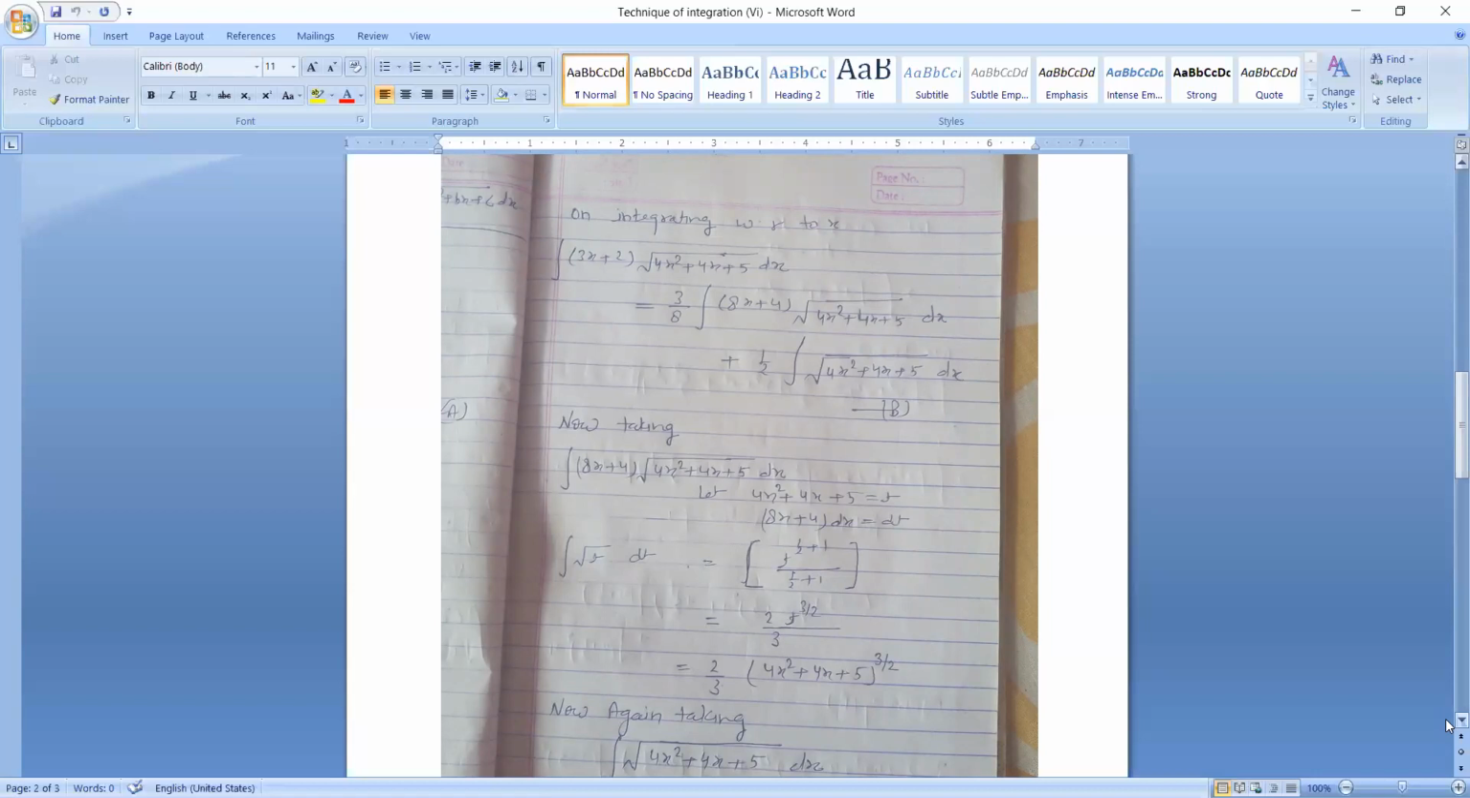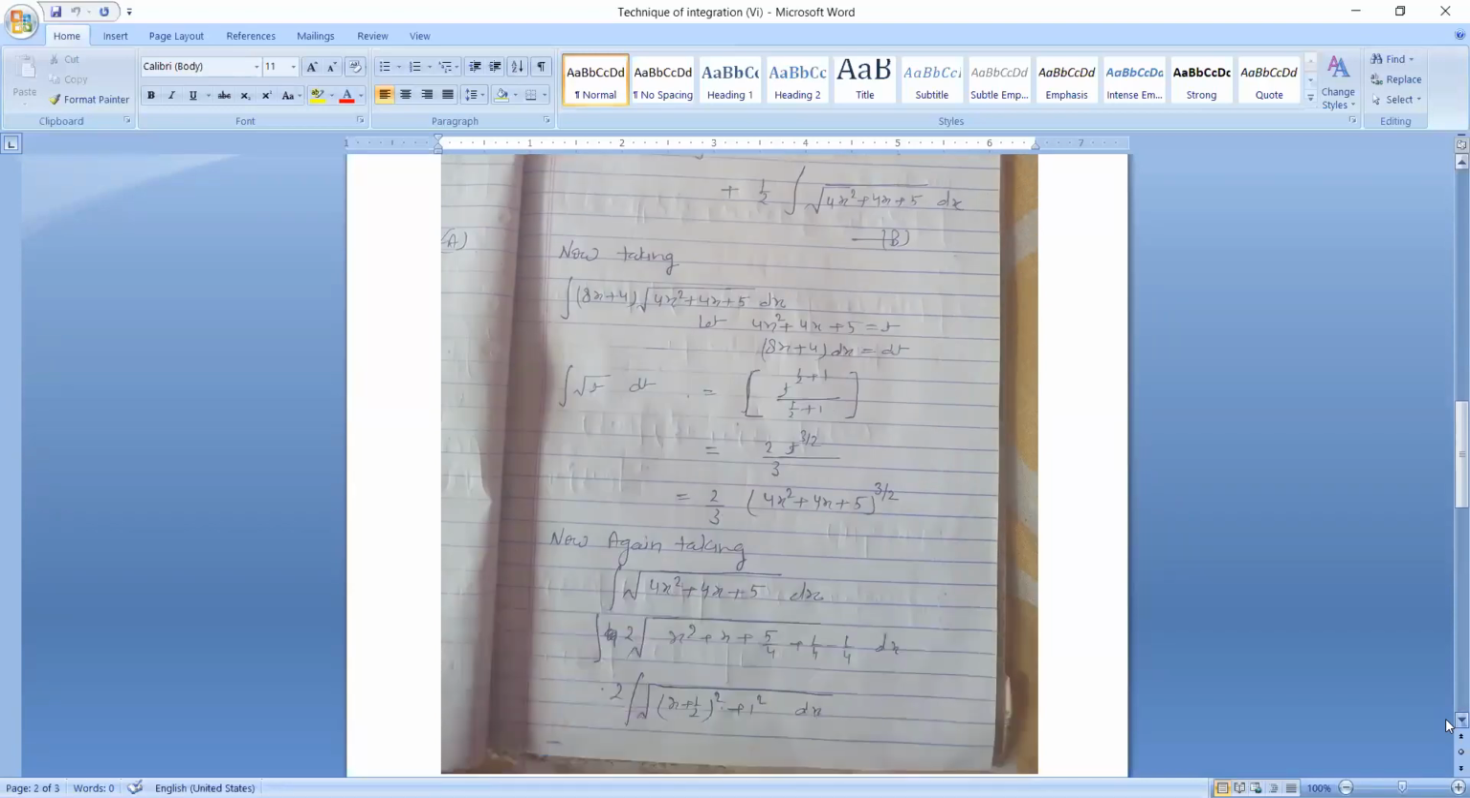Now taking the integral of (8x + 4)/√(4x² + 4x + 5) dx, let 4x² + 4x + 5 = t. Then (8x + 4) dx = dt. The integral of 1/√t dt is 2√t, which is 2 t^(1/2). Now put the value of t: 2(4x² + 4x + 5)^(1/2).